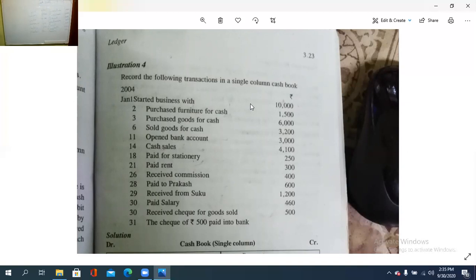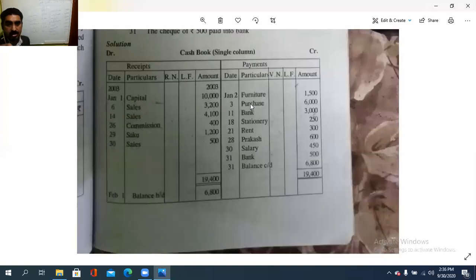So what is the entry? It is deposit. So bank account debtor to cash. So by bank 500. Take the total of both the sides. How much it is coming here? See, 19,400.